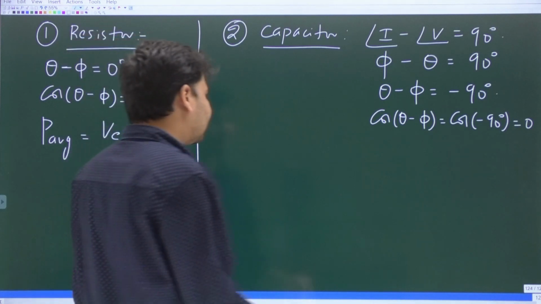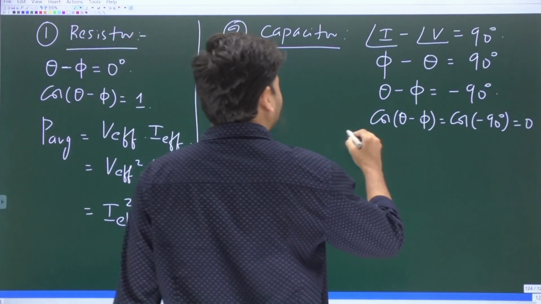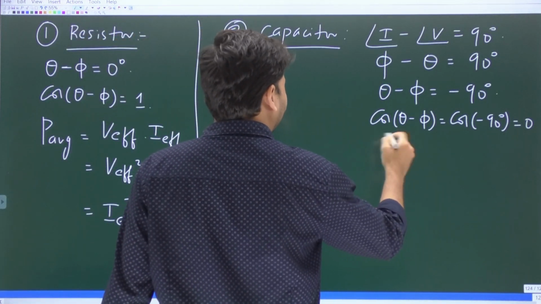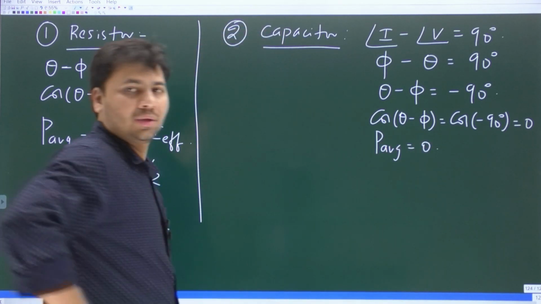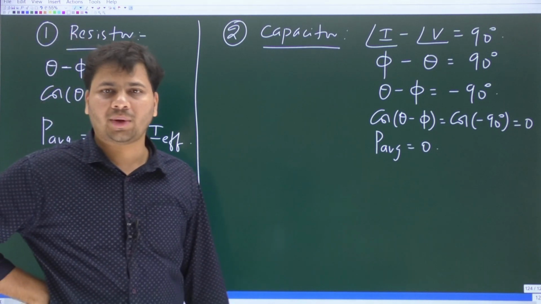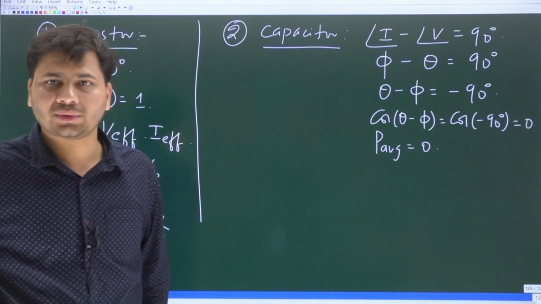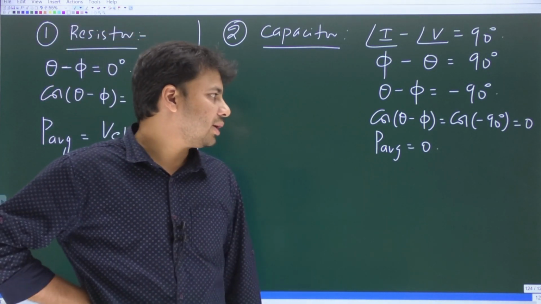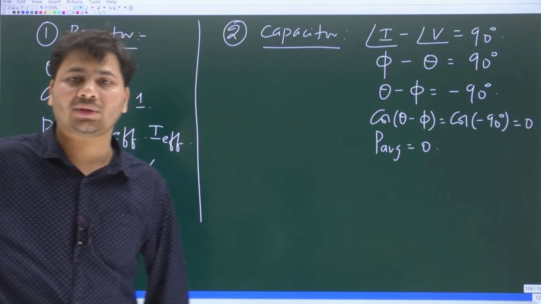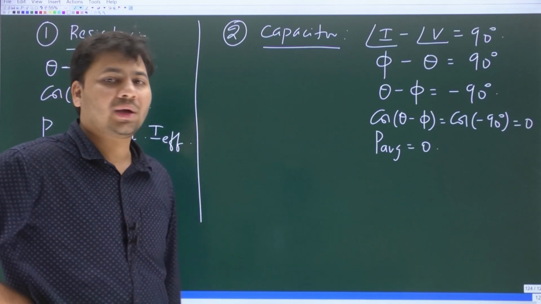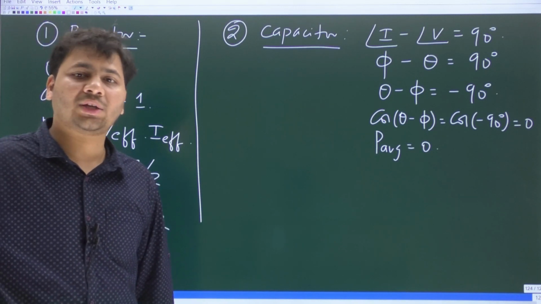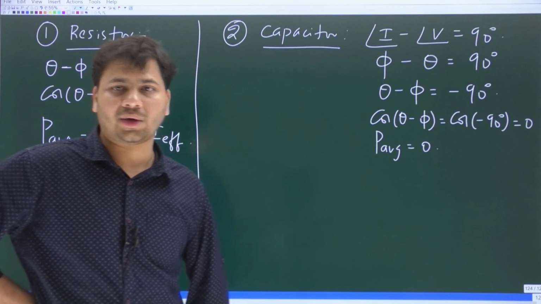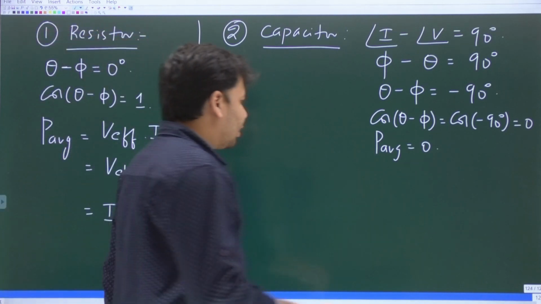So what is the average power absorbed by the capacitor? That is also going to be 0. Average power absorbed by a capacitor is 0, because theta minus phi is minus 90 degrees, and cos of theta minus phi is going to be 0. So the average power absorbed by a capacitor is 0.